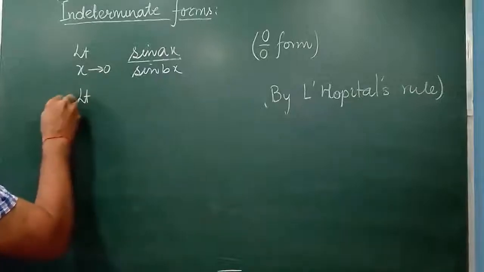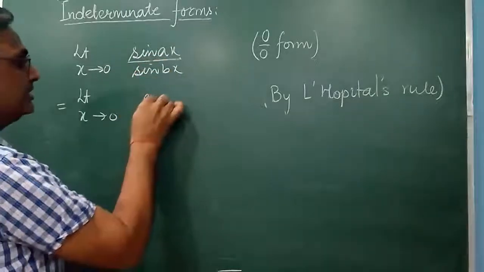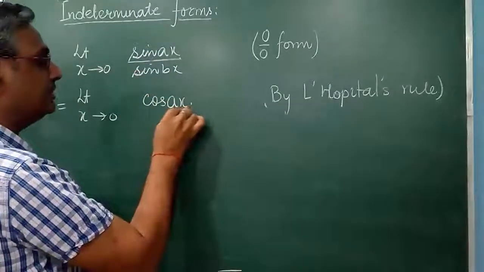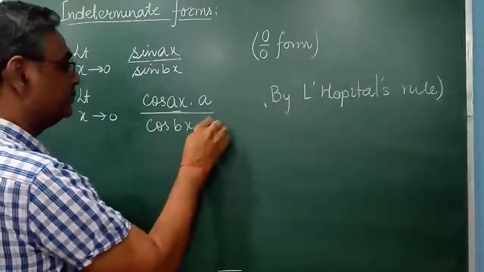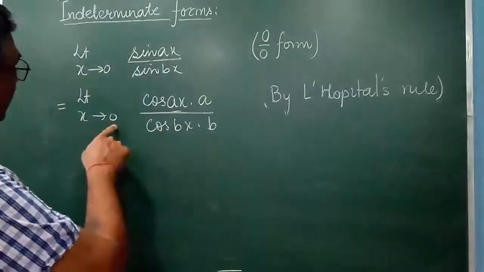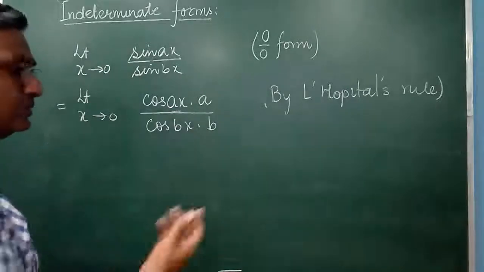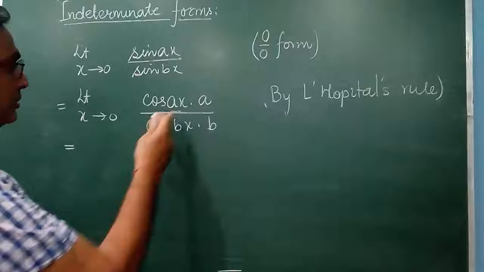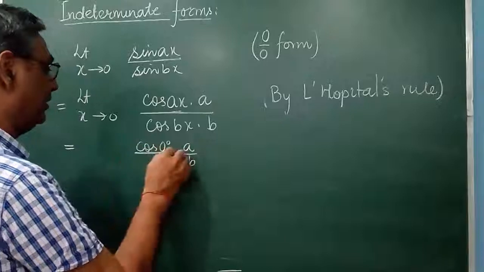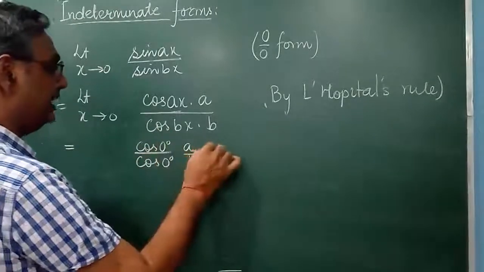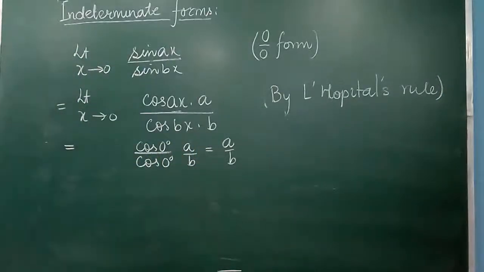So what we have to do, limit x tending to 0, differentiate the numerator. When we differentiate, this is cos ax and differentiation of ax is a, upon cos bx into b. Now if I put the limit here, this is 0 and cos 0 we know it is 1. So our indeterminate form has been removed. So we can write here cos 0 degree into a by b upon cos 0 degree. That means this is a by b because cos 0 is 1. So answer of this one will be a by b.